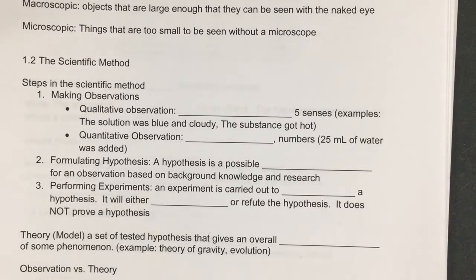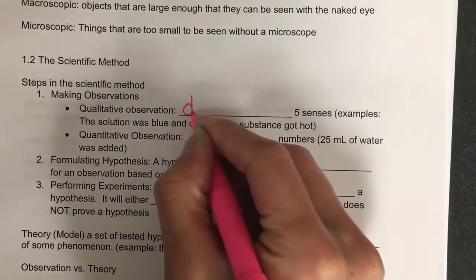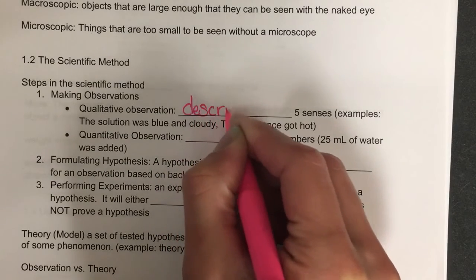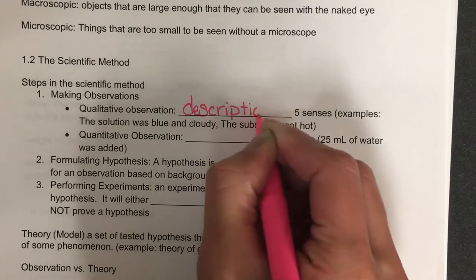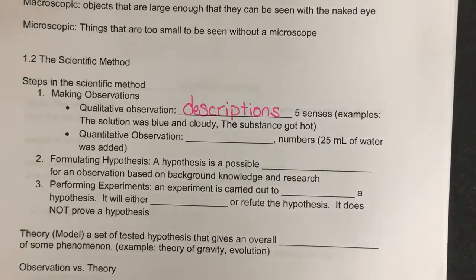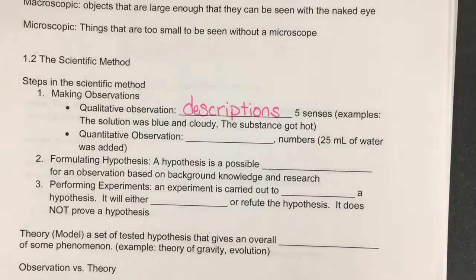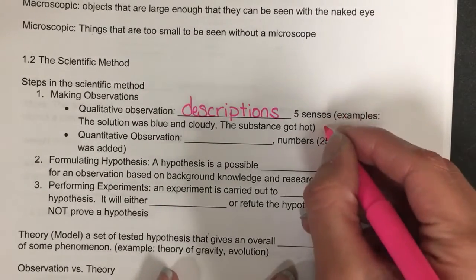Two types of observations. Qualitative observations are descriptions. These are things that we can make with our five senses, how something smells, how something sounds, how something feels. So color, texture, things like that. Now, what's really important to remember about qualitative observations is they are subjective.